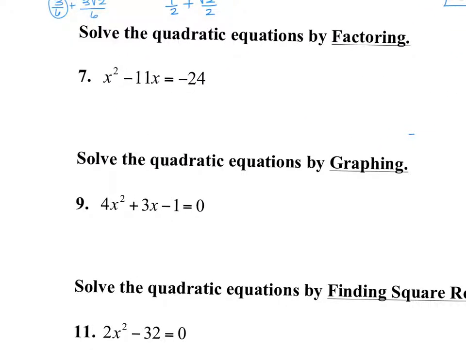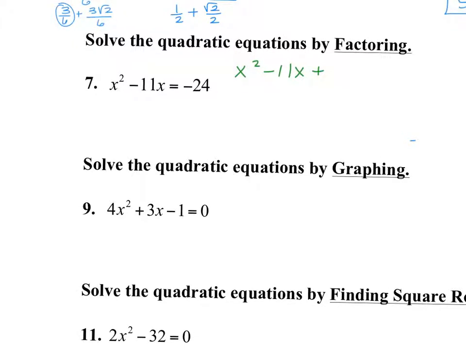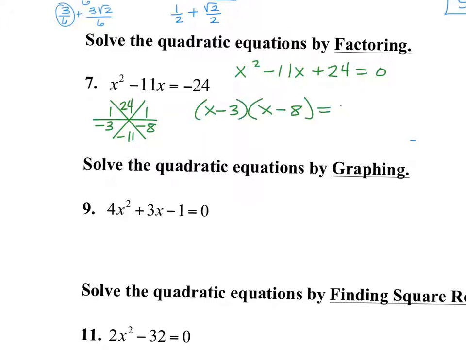Okay, this first one, solve by factoring. What do you have to do first? Right, you got to add the 24. So really it's x squared minus 11x plus 24 equals 0. And now what? This is star. Yep, so on top is 24. On bottom is negative 11. Your a term is 1. What can you multiply to get 24 that you can add to get negative 11? Negative 3 and negative 8. So your setup right now is x minus 3 times x minus 8 equals 0.